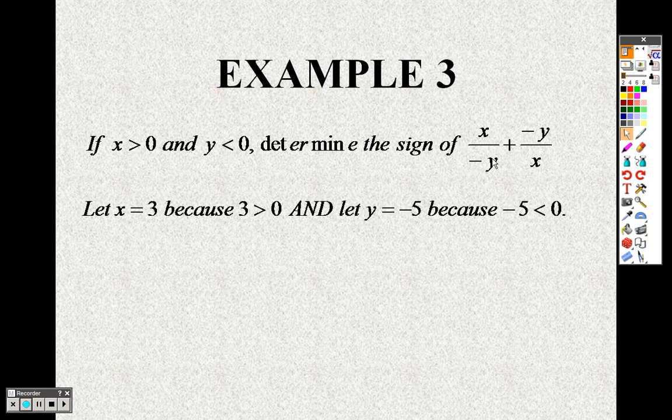So here's what I'm going to do. I'm just going to do an example. Let's say that x is 3. That's greater than 0, right? And let's make y negative 5. That's less than 0. So I'm going to plug it in. So 3 goes there. Negative 5, because y is less than 0. So negative 5. Up here, negative 5, and a 3 on the bottom, because that's positive.